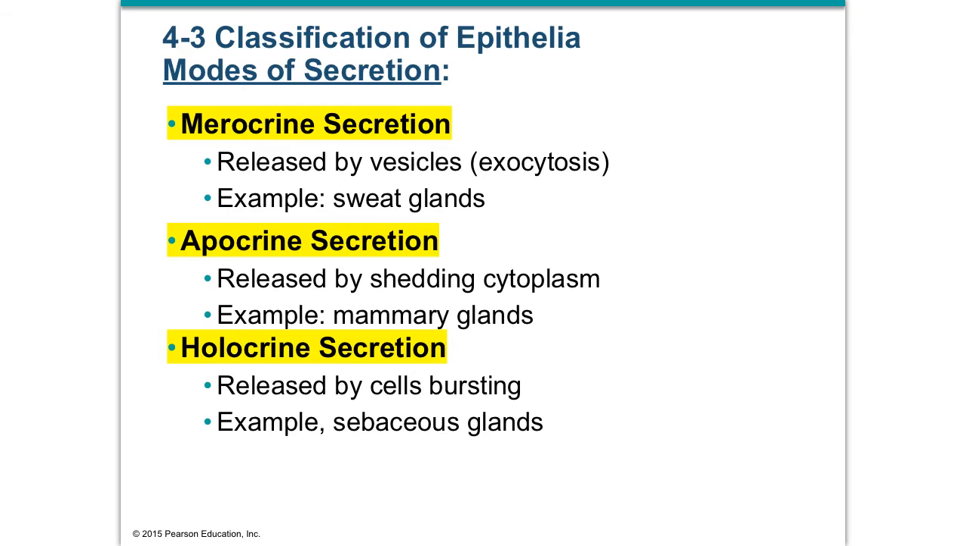There are three types of secretions for those exocrine glands: merocrine, apocrine, and holocrine secretions. So we'll spend the rest of the period pretty much comparing and contrasting these three types of secretions.